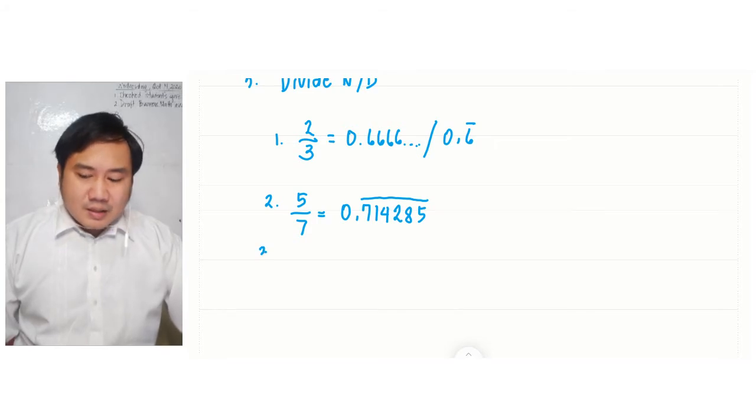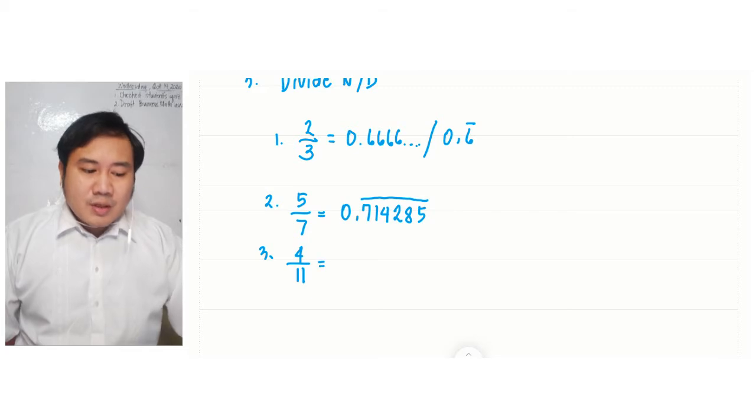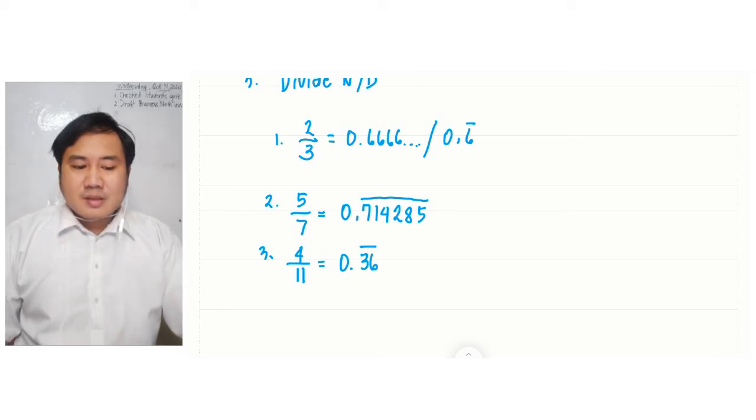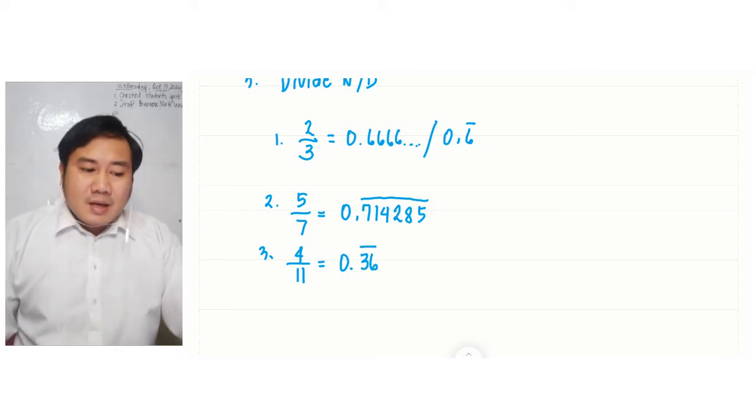Last is, let us try 4 over 11. So, you will never find a factor to multiply 11 with para maging power of 10. So, you're just going to divide 4 by 11. And the result is 0.36 repeating. Yan. And that's how we change a fraction to a decimal number.